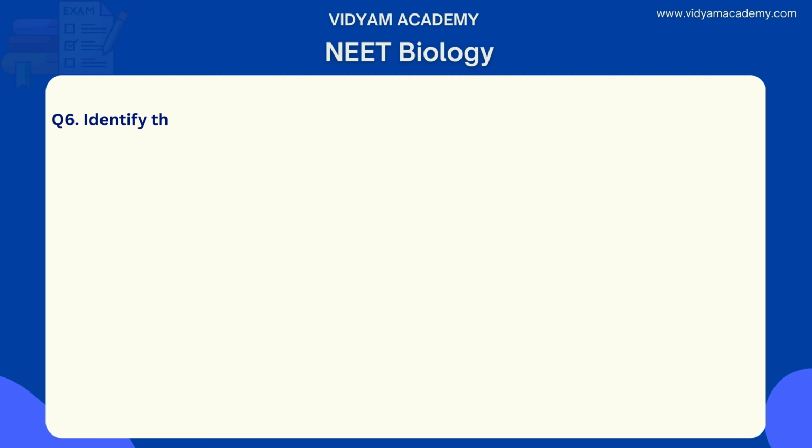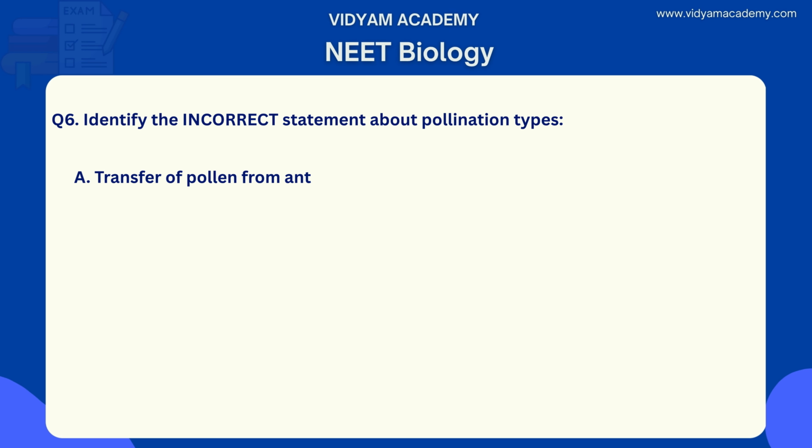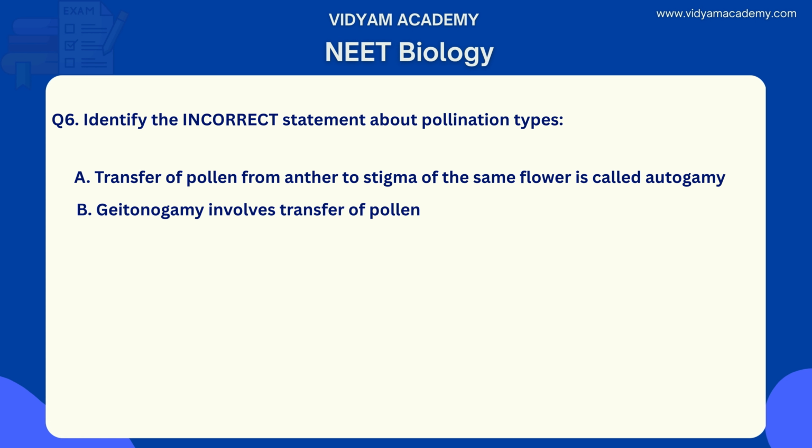And let's move to question number 6. Identify the incorrect statement about pollination types. It's a question which relates to pollination types. Option A, transfer of pollen from anther to stigma of the same flower is called autogamy. Option B, geitonogamy involves transfer of pollen between 2 different flowers of the same plant.